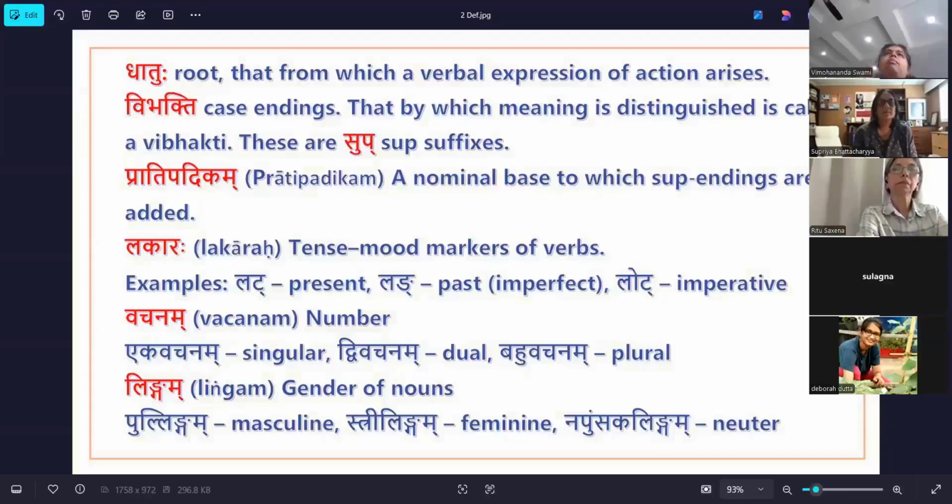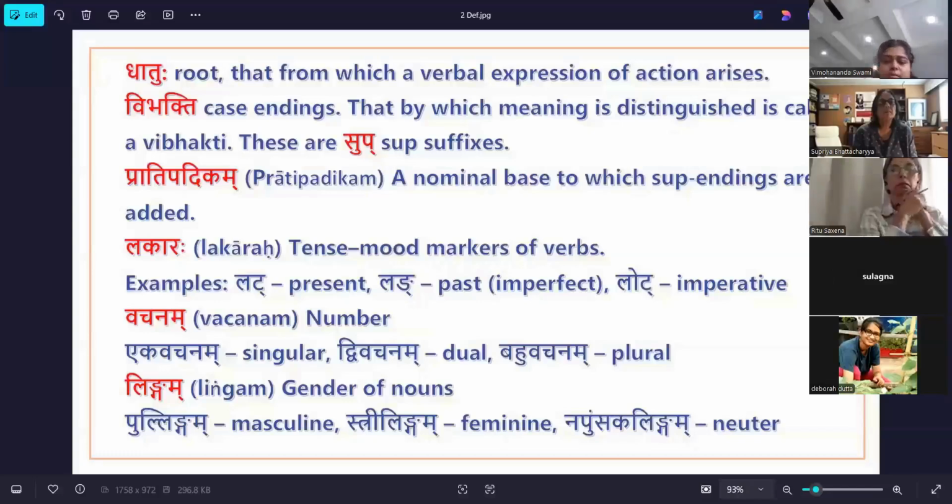Lakara pertains to verbs. They are tense and mood markers of a word. Which lakara tells us whether it is in present tense, past tense, future tense or whatever. Examples: lat is present tense, lung is past tense, lot is imperative, etc. There are 10 lakaras, but generally 5 or 6 are commonly used. Some lakaras are only Vedic usage, so we don't need them, but 5 or 6 are very important.